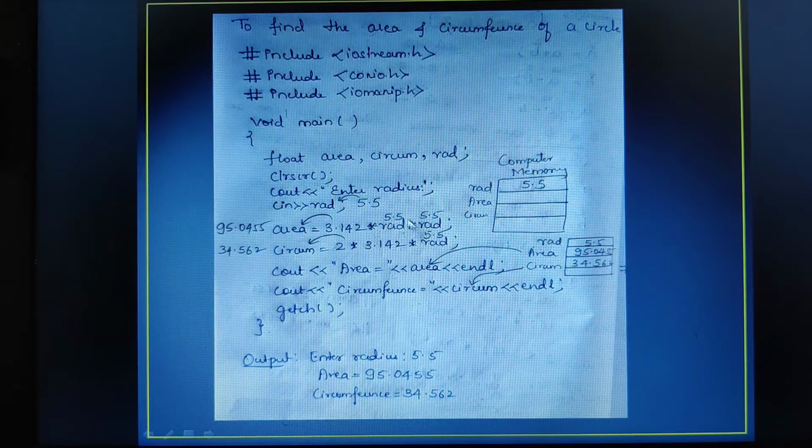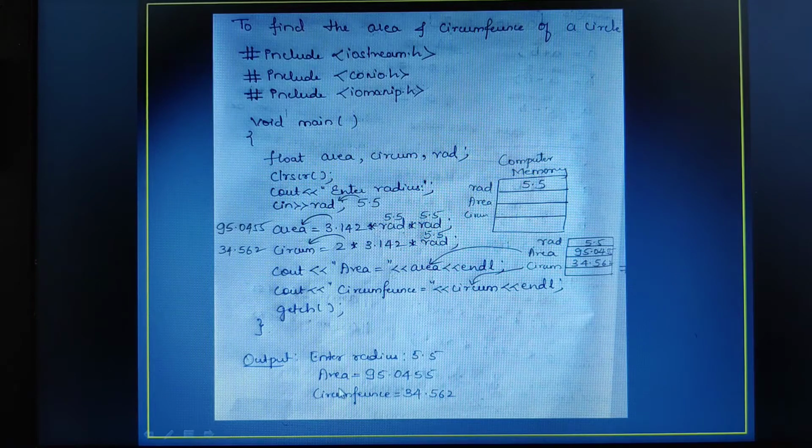After we have finally done the calculation and stored it in computer memory, then next is what? We need to print it for the user. What is the output? Am I right? So how do I print? Cout, followed by, remember, the printing statement is always cout. So cout followed by stream insertion, area is equal to, this is a static string, followed by stream insertion. And where is my answer? My answer is in which variable? That is area. So when I write this as area, this variable will be replaced with its value, that is 95.045.